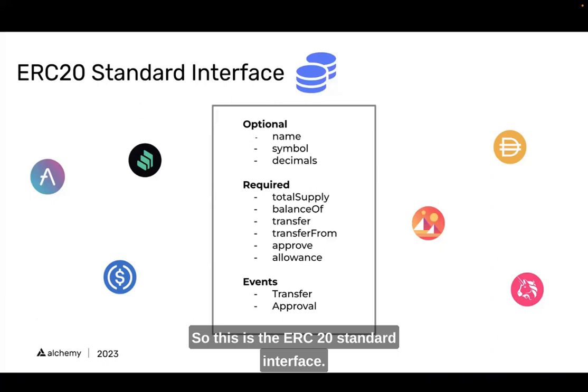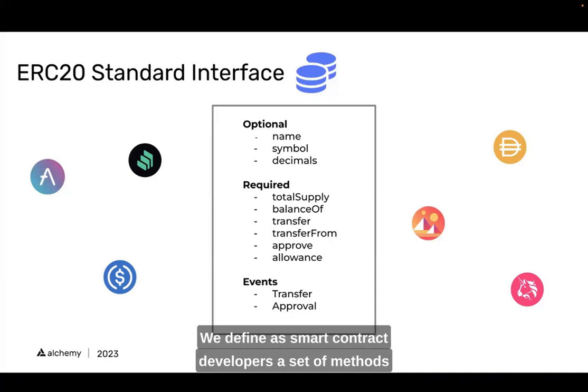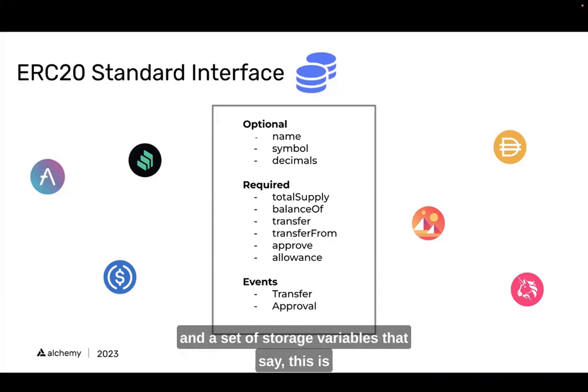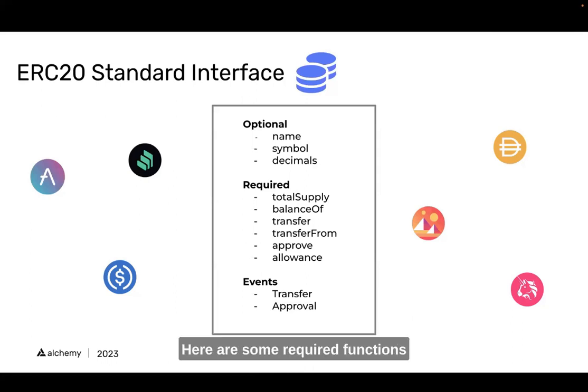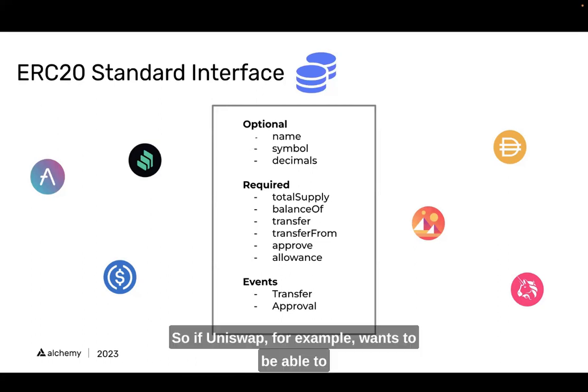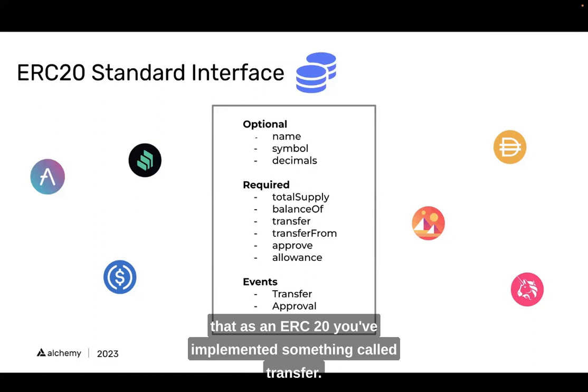So this is the ERC20 standard interface. I point this out not because I think that you will necessarily be interacting with these things at the low level, but I just want to point out this is what a standard interface looks like, right? We define as smart contract developers a set of methods and a set of storage variables that say, if you want to be an ERC20 token, like any of the icons you see around this slide, you have to implement these things. Here are some required functions that you must implement. So if Uniswap, for example, wants to be able to trade your ERC20 for another ERC20, it knows that as an ERC20, you've implemented something called transfer.